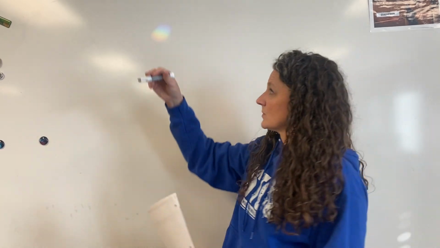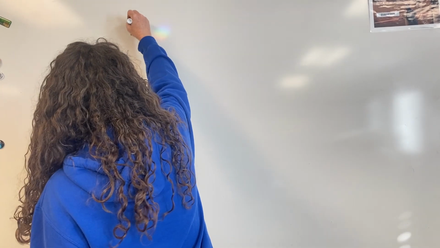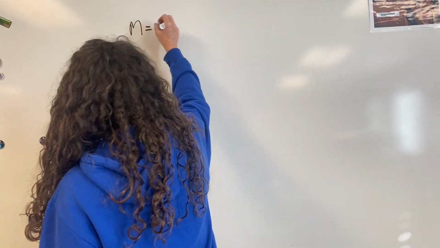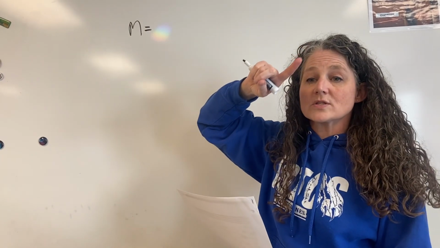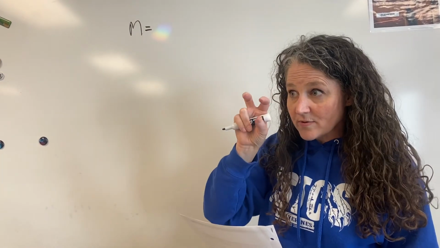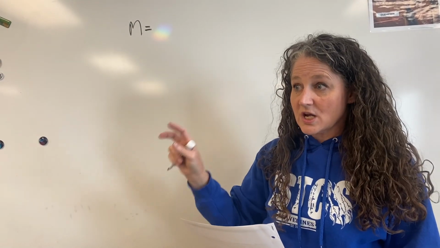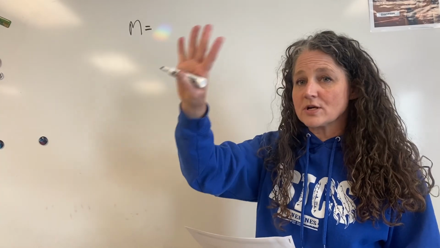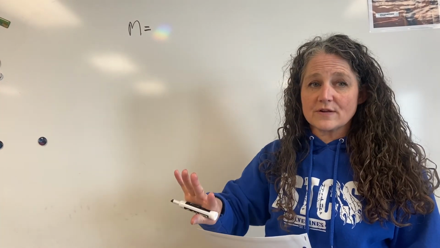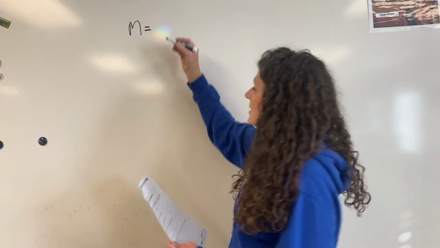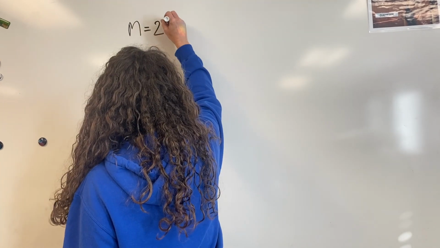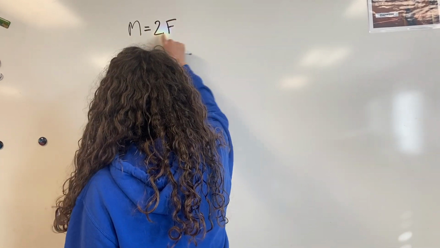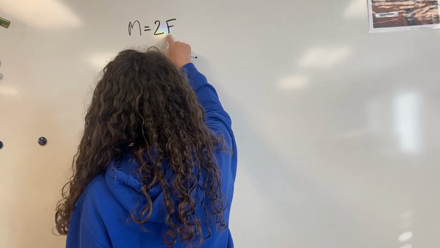M equals F times 2. But we don't write F times 2. We always want to put the number in front, not F2. I promise I am preparing you for the future. You're going to shoot yourself in the foot if you do F2, but it'll be 2F. So M equals 2F. If Frank is 10, Marissa's 20. If Frank is 4, Marissa's 8.